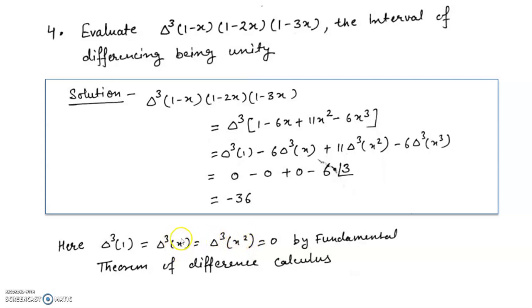And this x is a polynomial of first degree, so its first order differences will be constant and second and third and so on will be 0. Likewise 1 is constant, that is a polynomial of 0 degree, so all its forward differences are 0. So the first three terms will be equal to 0 according to the statement of the theorem.